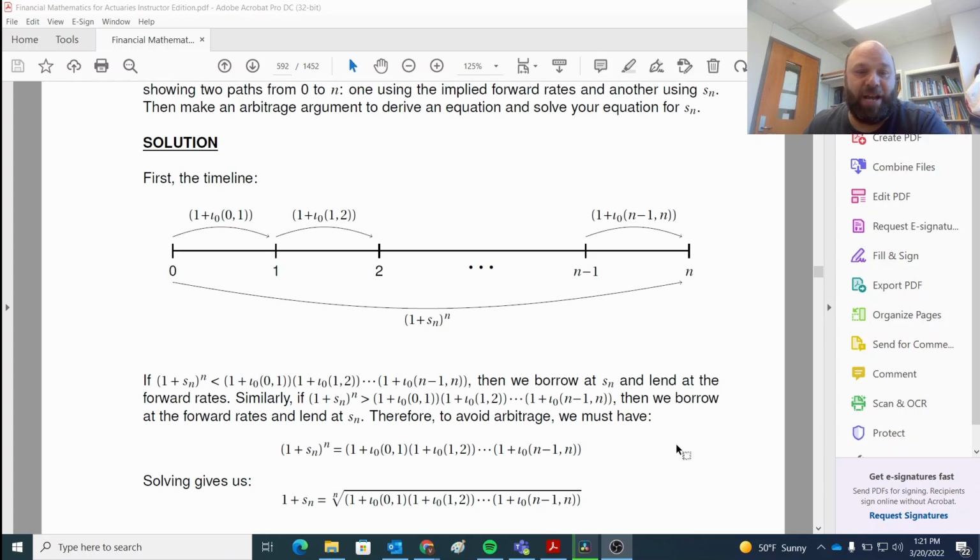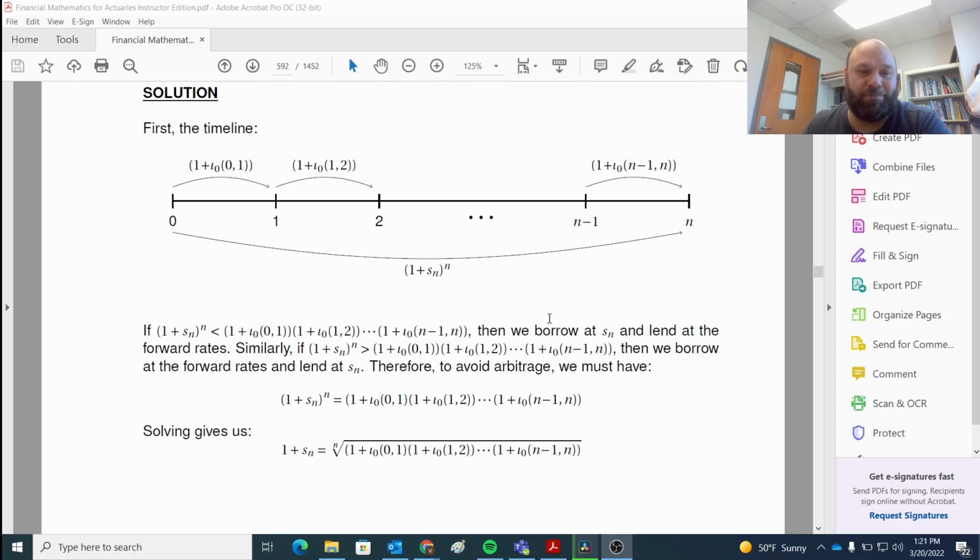So as before, I don't recommend memorizing. I recommend just understanding the difference between a forward rate and a spot rate, and then you can use those to construct these timelines and get the equations down and solve them in any particular problem.